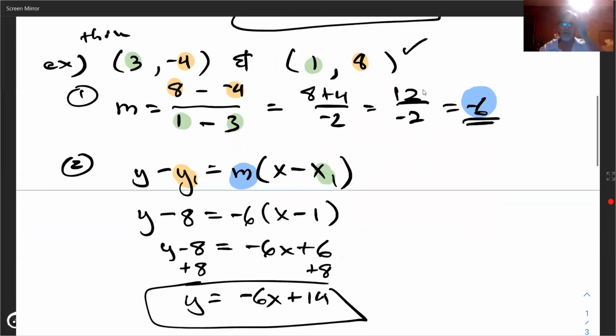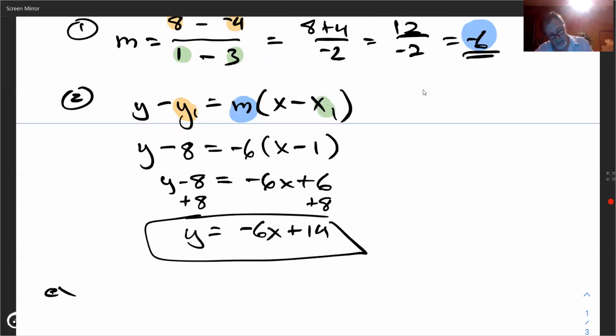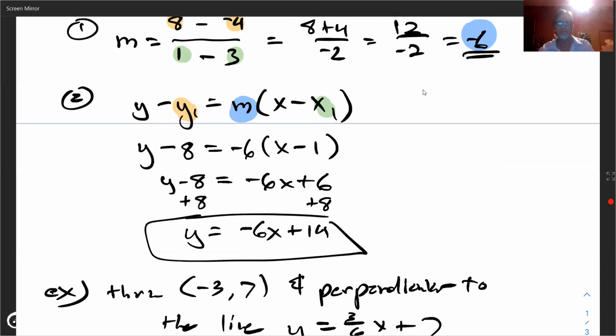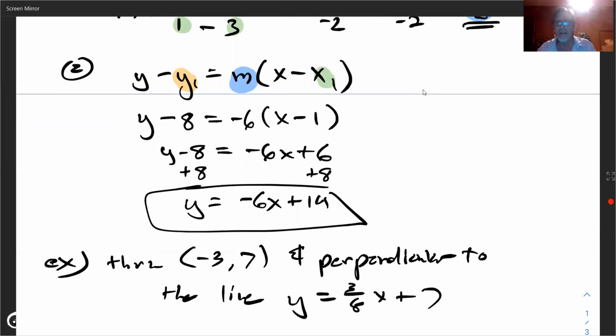There's another example. I'm going to do one more. You can pause it and look at that. This is all about finding the equation of the line. So here's yet another example. This time we're going to say through, I don't know, -3, 7, and parallel or perpendicular. Let's go with the tougher one. Perpendicular to the line y equals 3/8 x plus 7 or something like that. You see that? Okay, last example.